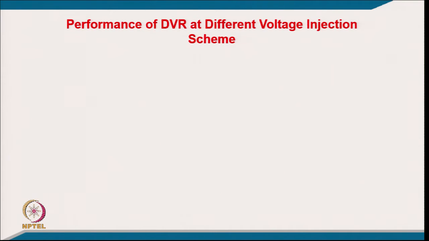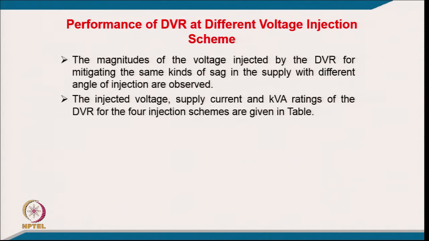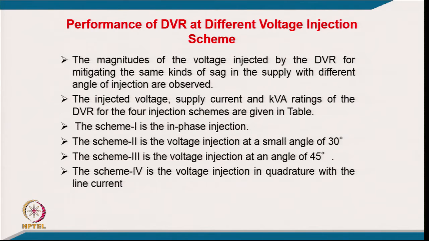Coming now to the performance of the DVR at different voltage injection schemes. We can call it the magnitude of voltage injected by the DVR for mitigating the same kind of voltage sag in the supply with different angles of injection, which we discussed last time for the different cases. The injected voltage, supply current and kVA rating of the DVR for the 4 injection schemes are given in the table.